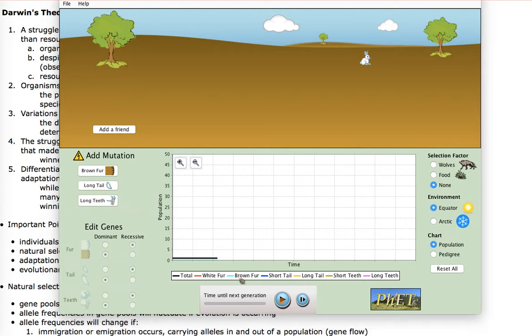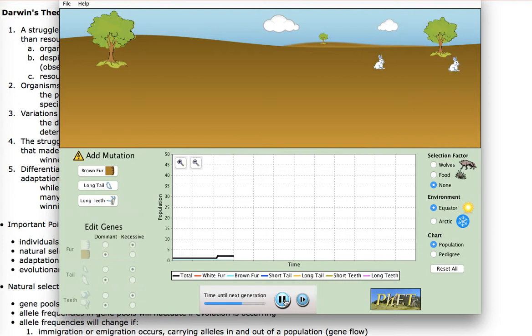So we start the timeline, and we add a friend. Whoops. I've got to escape and get back into my Java applet. Okay, here we go. Add a friend. Let's erase that. Okay, good. Now I'm going to come back here. Good. Now, we've got two rabbits, and we need to let them, okay, here they go.